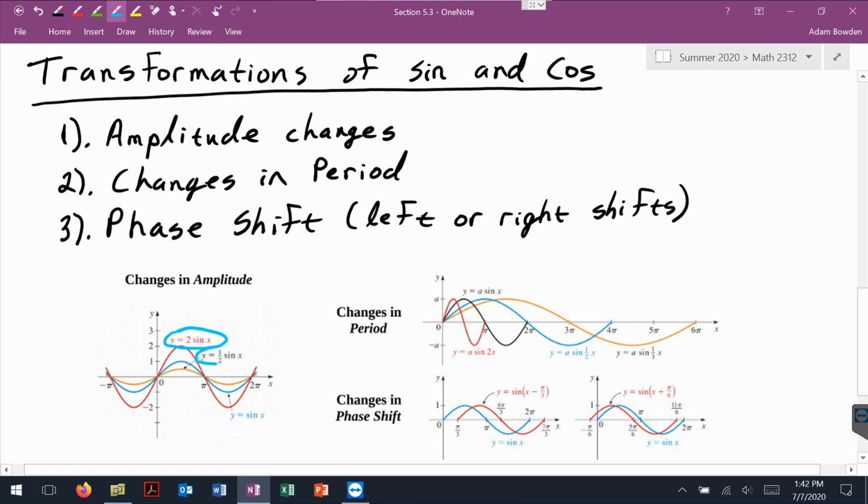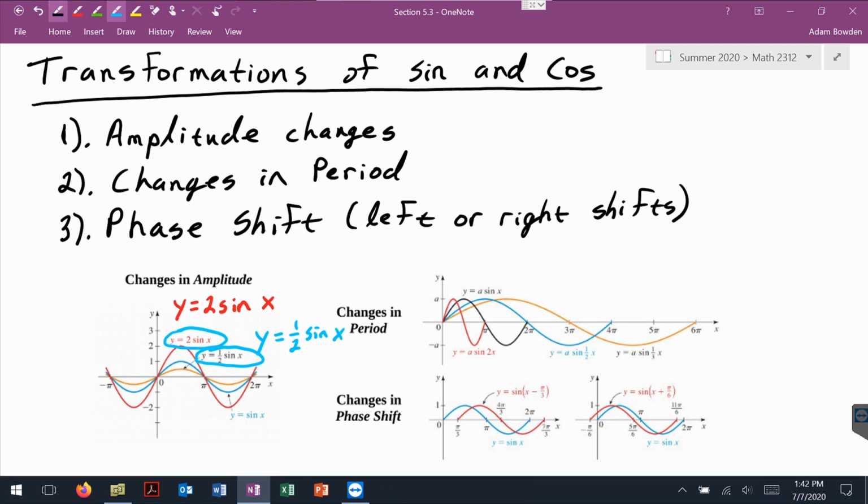And the thing that's going to determine whether or not it gets stretched or shrunk is the number that goes out in front. So for instance, if we had 2 sine x, that's actually going to make the amplitude bigger and make it stretch up and down. On the other hand, if we had y equals 1/2 sine x, that's going to shrink it by making it smaller from the top and bottom.